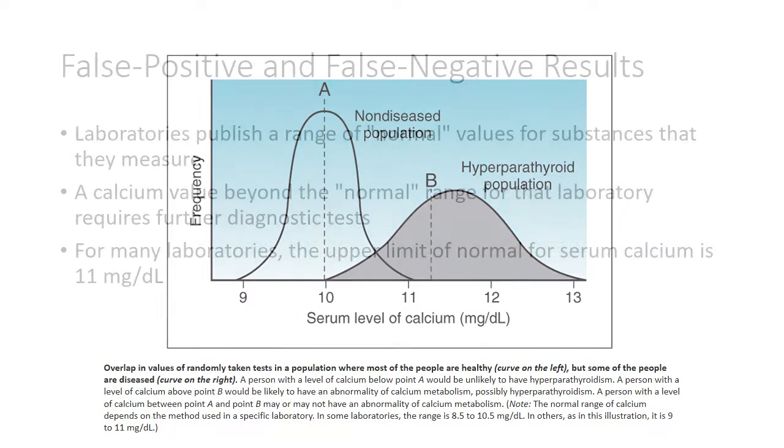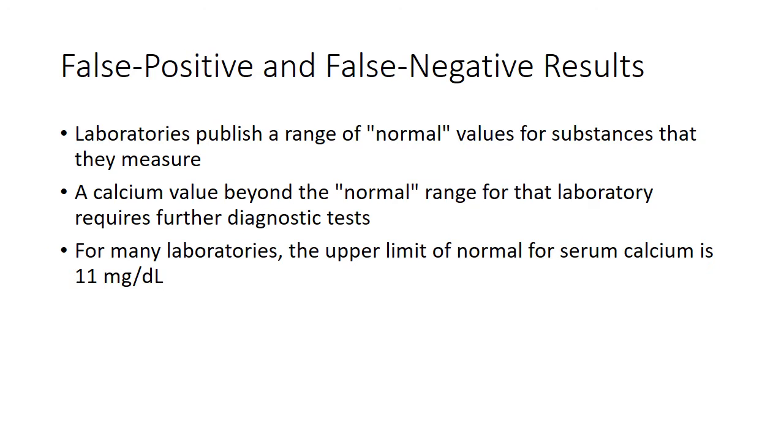So those are things that can be useful when you're looking at a series of results or by utilizing multiple tests. What you'll find in a lot of labs is that they'll have published ranges of normal values, quote unquote normal values, that they measure. If you had a calcium that was beyond the normal range of that laboratory, that would probably require further diagnostic tests. In a lot of laboratories, the upper limit of normal serum calcium is considered to be 11 milligrams per deciliter, which is pretty standard.